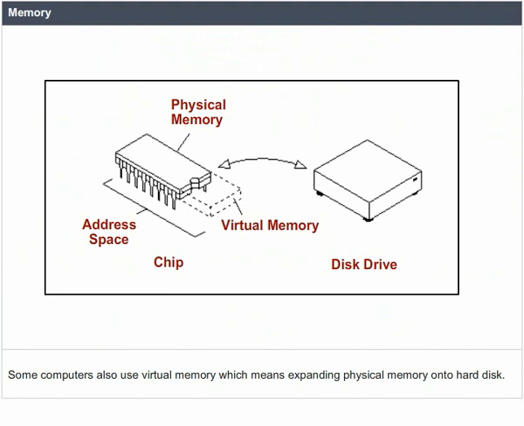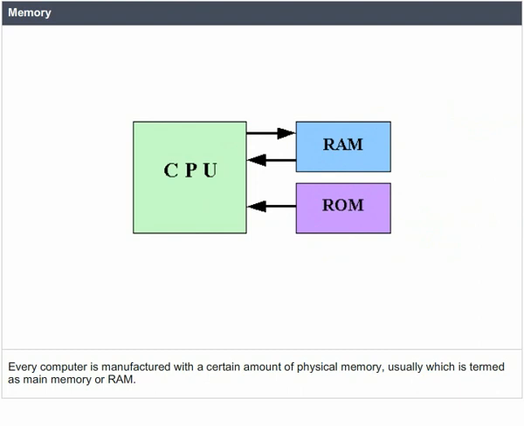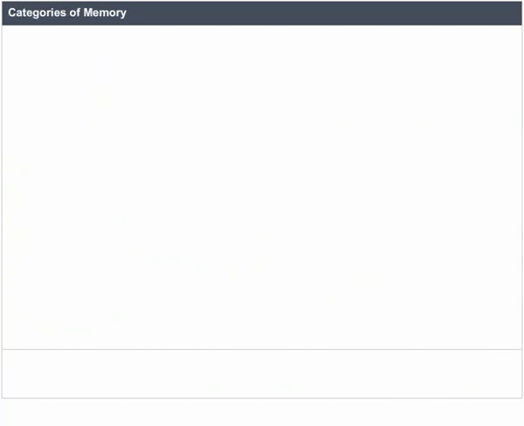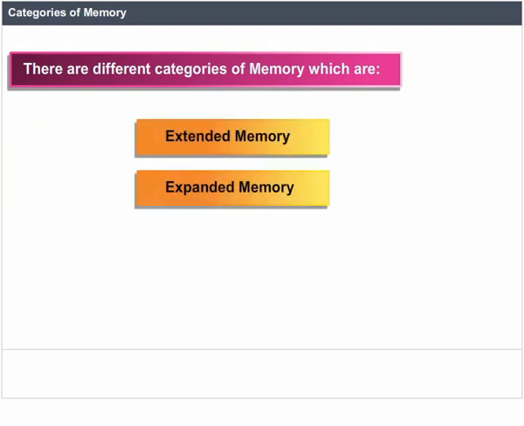Every computer is manufactured with a certain amount of physical memory, usually termed main memory or RAM. You can think of main memory as a collection of boxes, each of which can hold a single byte of information. A computer that has 1 megabyte of memory, therefore, can hold about 1 million bytes or characters of information. Categories of memory. There are different categories of memory, which are extended memory, expanded memory, shadow memory, and cache memory.